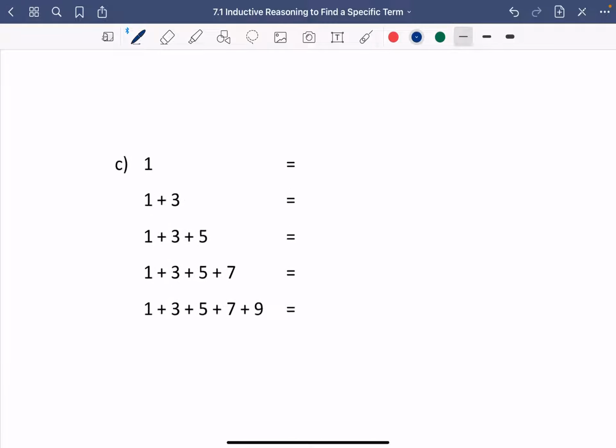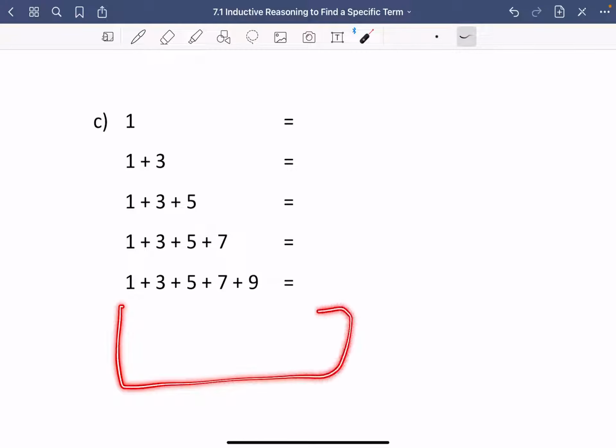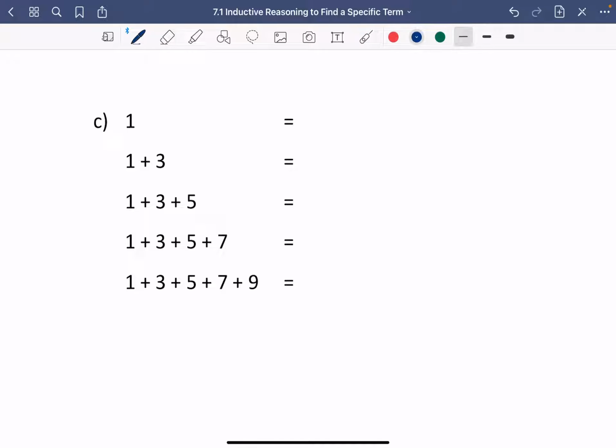Okay, example number 3. The question is, what will the next two terms be? So first term 1 is just equal to 1. Let's write that down. 1 plus 3 will be 4. 1 plus 3 plus 5, 4 plus 5 is 9. And then plus 7, 16, plus 9, 25.